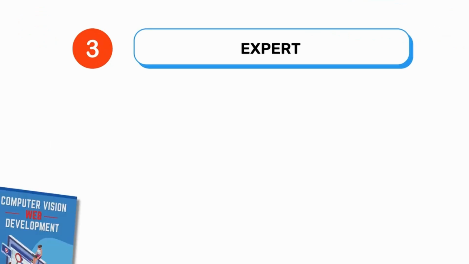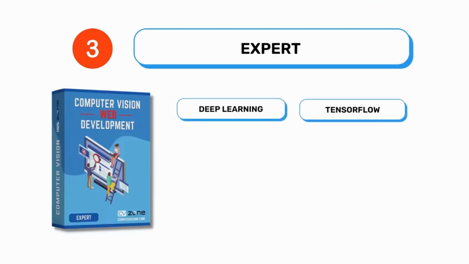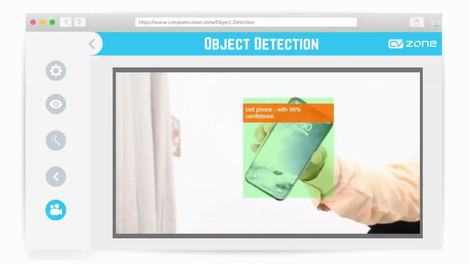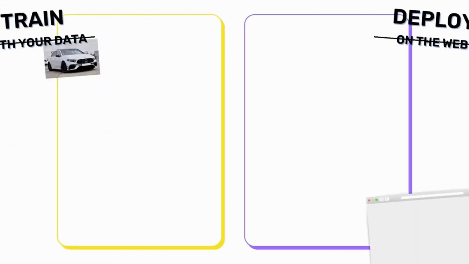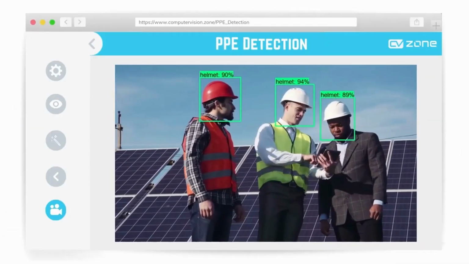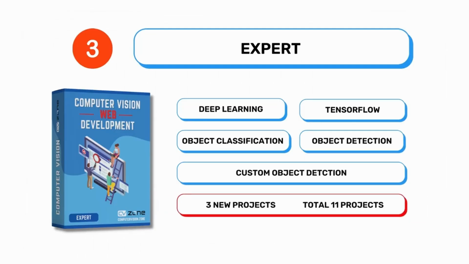In the third part, Computer Vision Web Expert, we will learn the basics of deep learning with TensorFlow on the web. Here you will understand the fundamentals of object classification and object detection. You will use pre-trained models for testing and then learn to create your own models from your own dataset. This will allow you to create object detection for any type of custom objects. We will also create 3 projects in this part.